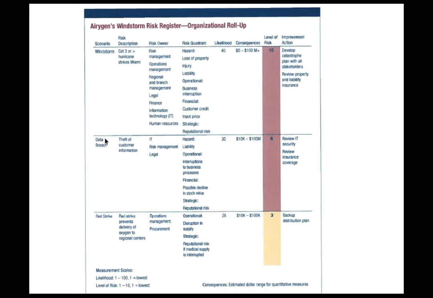And now they say for the data breach, the potential theft of customer information, IT partially owns this. Again, the likelihood, what's the threat? And then, you know, rail strike, less than only 25% chance. It's a low level, and you have a backup distribution plan. So this just gives you an example of how a risk register starts from one thing and slowly expands to include all other types of risks that are part of that.